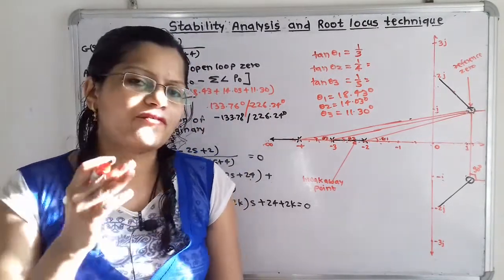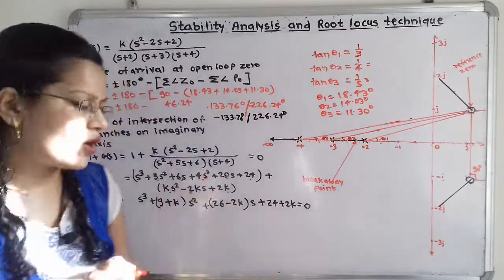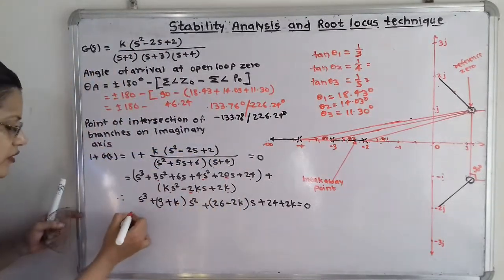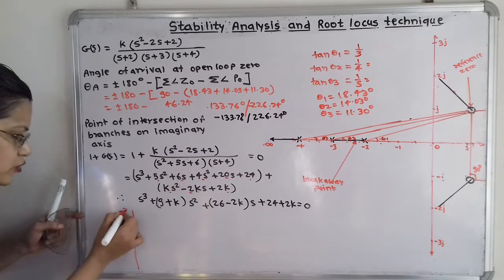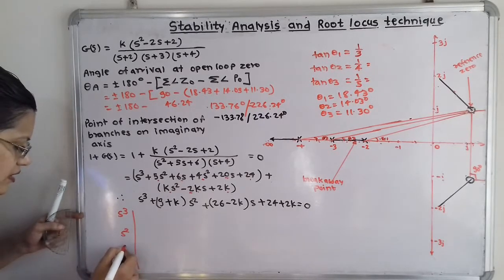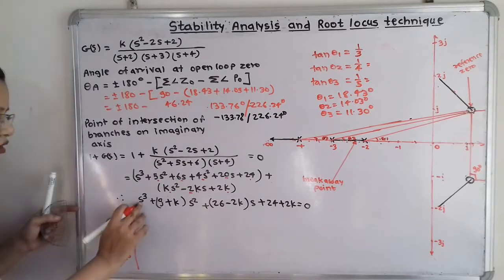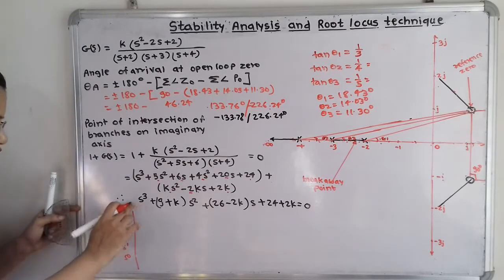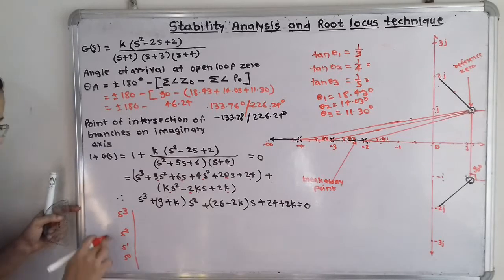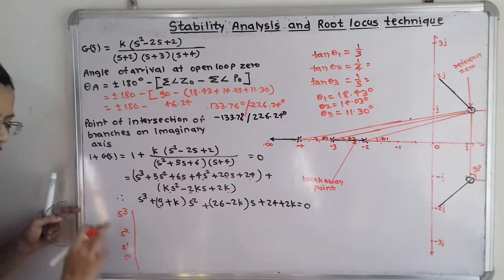So how to plot? For that we have to take the coefficients. For the first row, suppose here s cube, s square, then s raised to 1, s raised to 0. Here on the left hand side we have to write them, because the first element is s cube. So we have to take this order, that is 3, 2, 1 and 0.